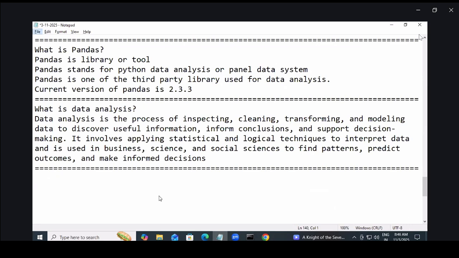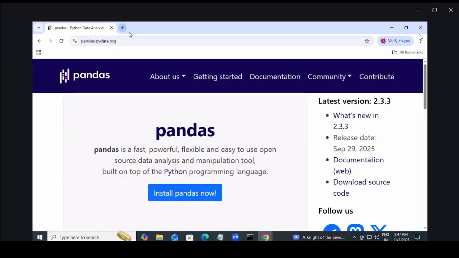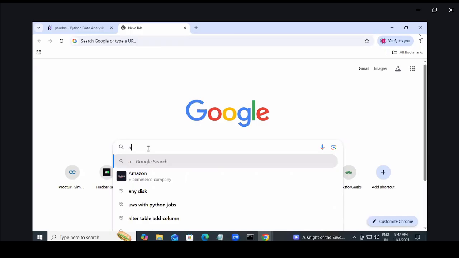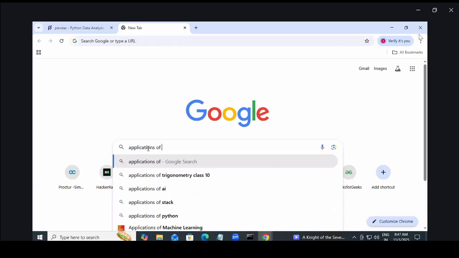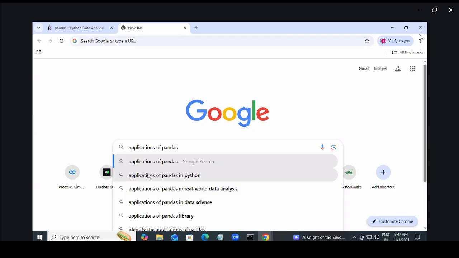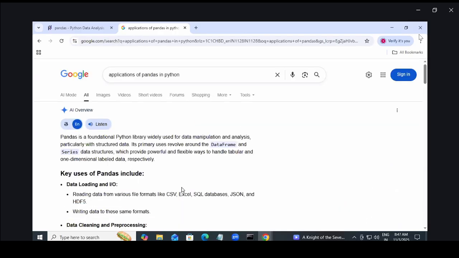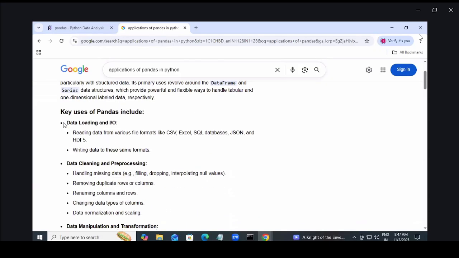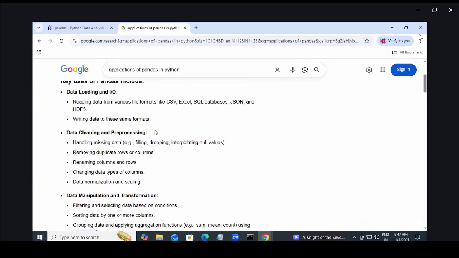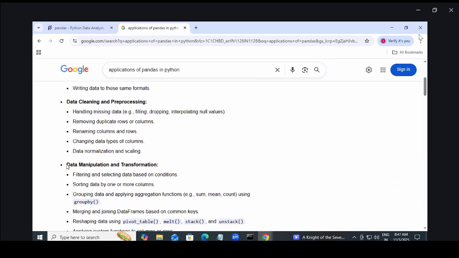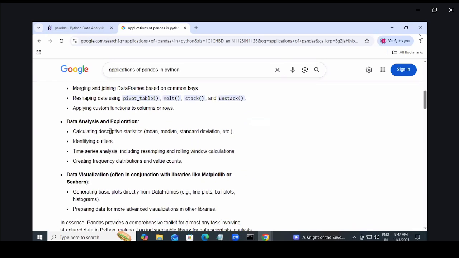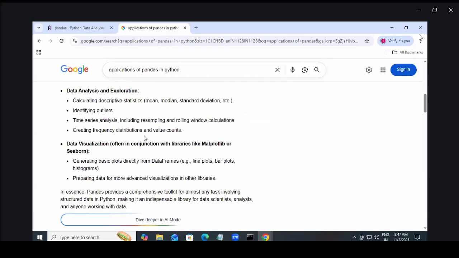So what are the applications? Pandas is used in so many places. The key features of pandas are loading data, data cleaning and preprocessing, manipulation and transforming the data, then data analysis, which is applying statistical operations, and the last one is data visualization.